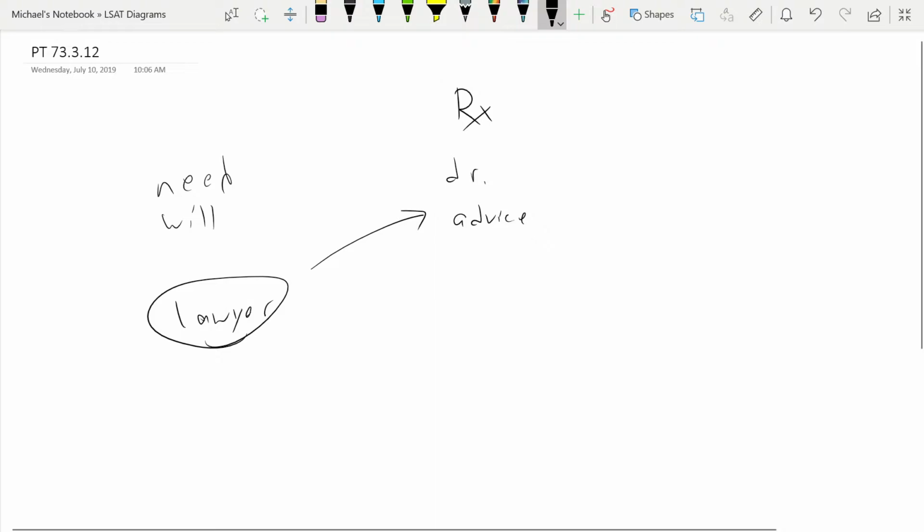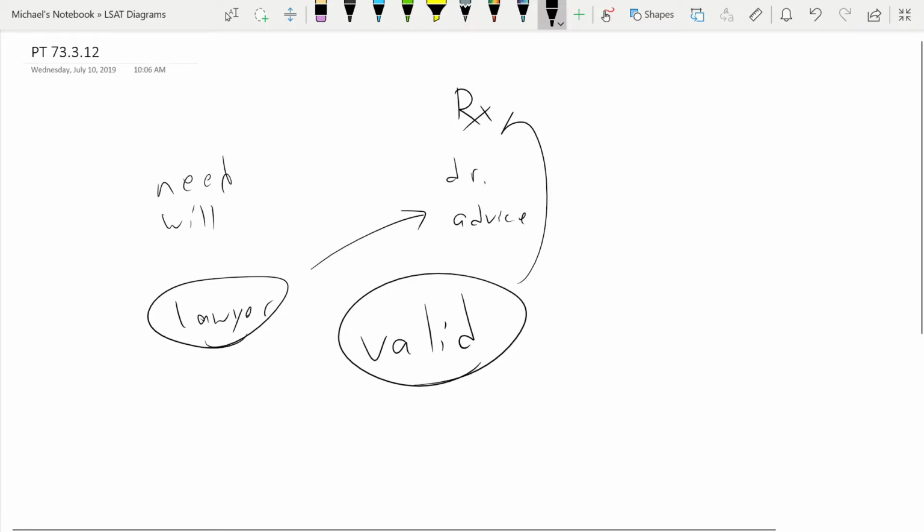Okay, the question is, which of the following is an assumption required by the argument presented in the advertisement? Okay, so our assumptions are usually missing something. Some valid prescription or other, some valid. The comparison might be this, that would be my prediction. They talk about this in relation to this, but not in relation to this. Let's see if one of our answers says something about that.